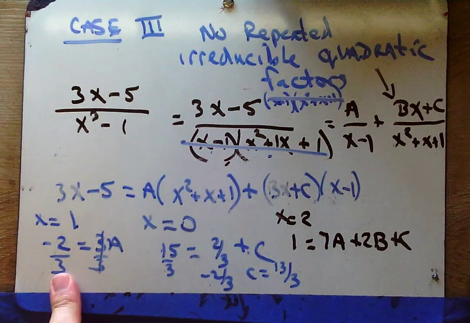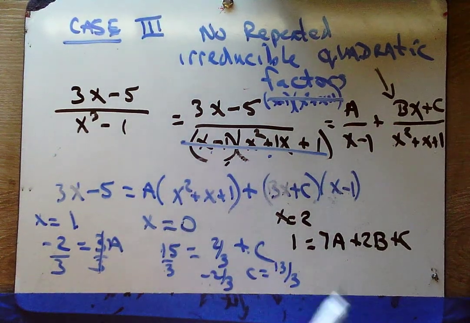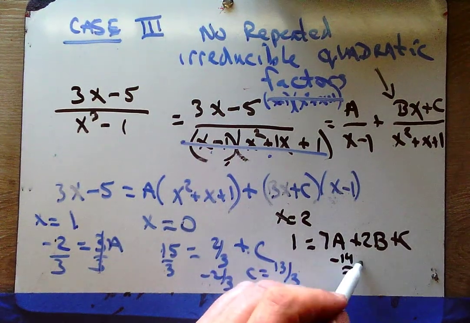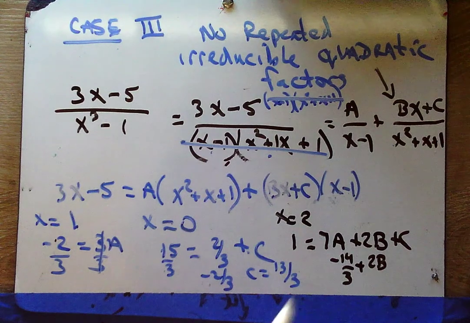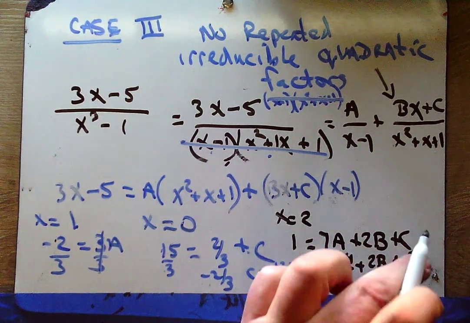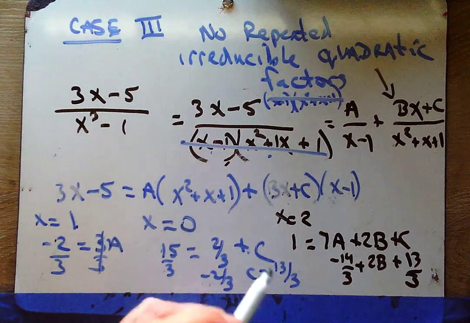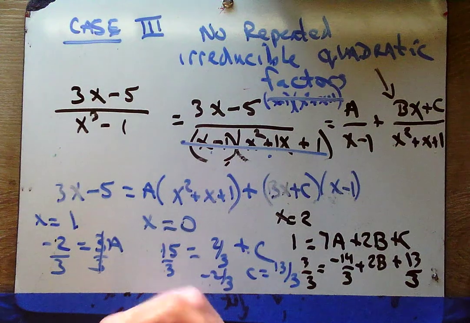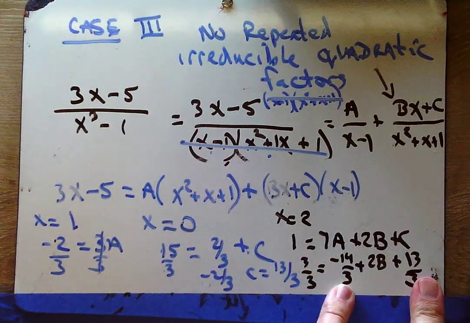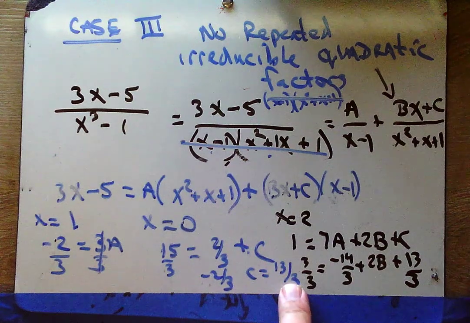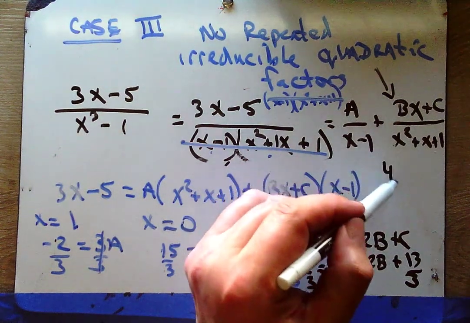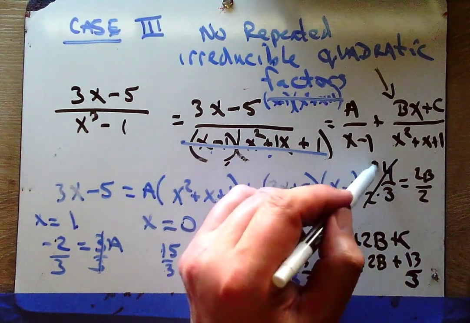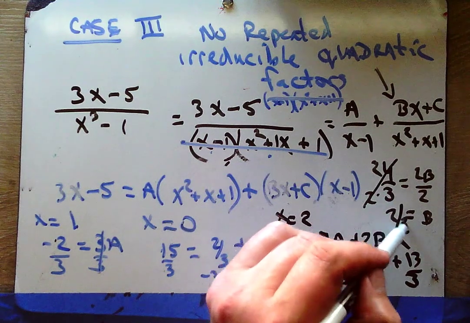Well, luckily, we know what a is, and we know what c is. So 7 times negative 2/3 is negative 14 thirds, plus 2b plus 13 thirds. That's 13 thirds. And on the other side, we have 3/3. Okay, if I combine like terms here, I'm going to have negative 1/3. I add 1/3 to both sides, 3/3 plus 1/3. I've got 4/3 equals 2b. And if I divide by 2, I get that b equals 2/3.